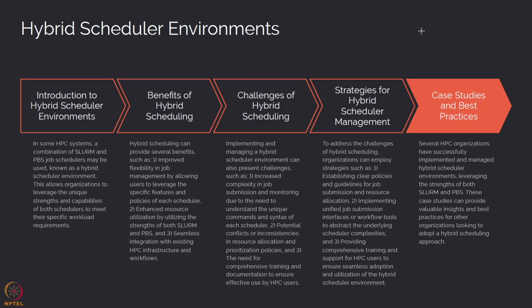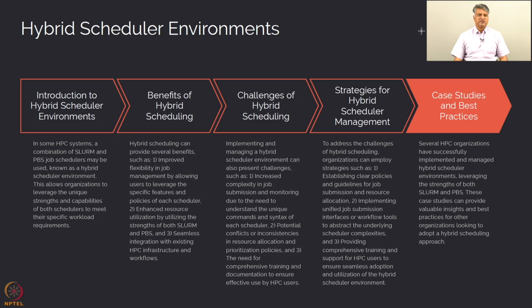We then finally have hybrid scheduler environments. In some HPC systems, you can have a combination of SLURM and PBS job schedulers, which is known as a hybrid scheduler environment. This allows the HPC system to leverage the unique strengths and capabilities of both these schedulers and meet specific workload requirements. Essentially, it gives improved flexibility in job management by allowing the use of specific features and policies of each scheduler, and it enhances resource utilization by using these strengths.